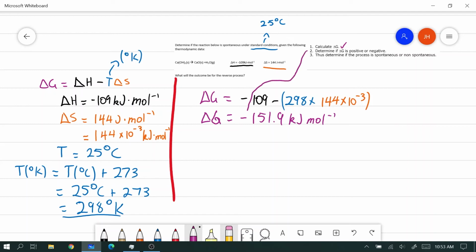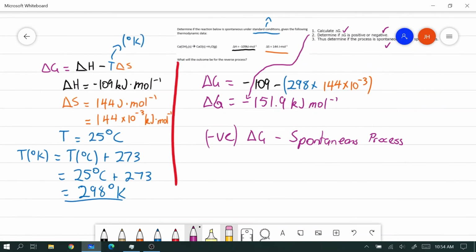We should be able to look at the sign or the polarity of our delta G at the end and determine that the value is negative. And what we know is that for a negative delta G, we have a spontaneous process. So yeah, negative delta G, spontaneous process, and that's the answer for the first part of the question. We've also been asked to find out what the outcome of the reverse process will be.